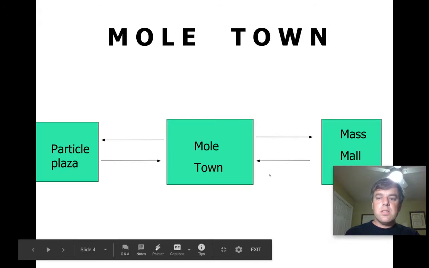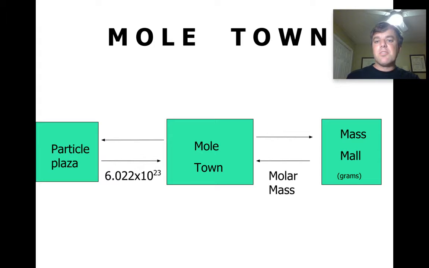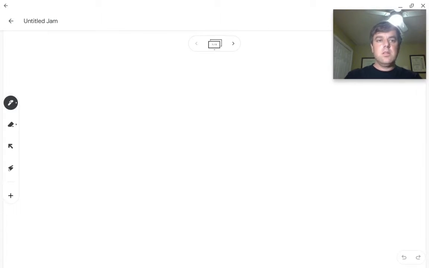So this is a little graphic organizer that I use called MoleTown, where the relationship between particles and moles is Avogadro's number, and the relationship between moles and mass is the molar mass, the number off the periodic table. So we're going to take a look at a few examples now.